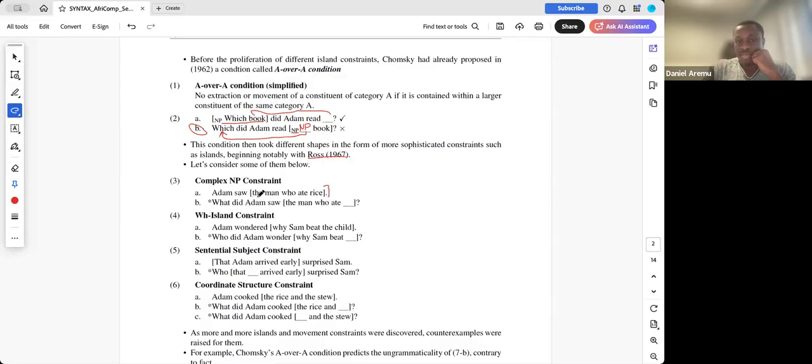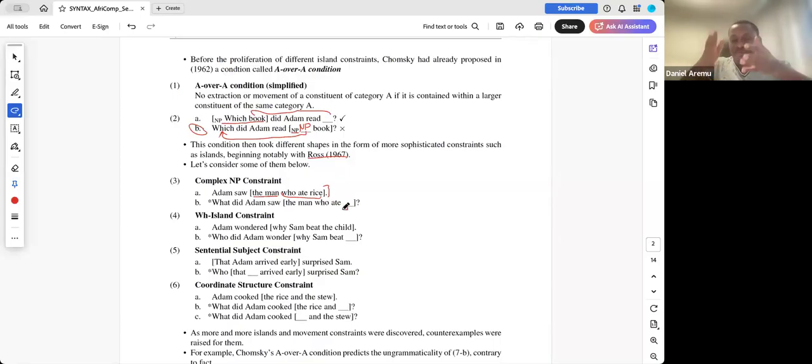This is the man, and it takes a relative clause, who ate rice. How is it a relative clause? Because it gives information about the man: which man? The man who ate rice. So this is a complex noun phrase, and it's assumed to be an island. How do we know? Because if you move anything out of this island, it's ungrammatical, as in 3B. If we try to move the object of the relative clause, rice, make it a WH phrase and move it out of the island, it is bad.